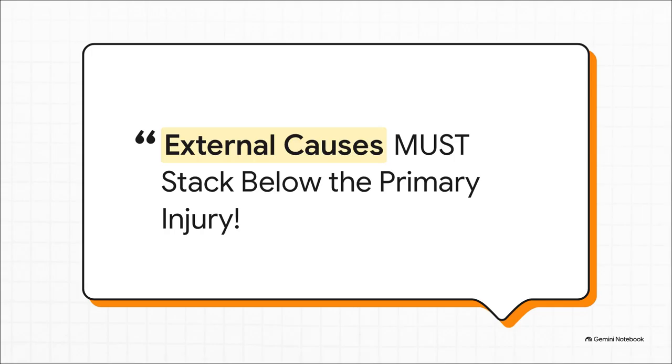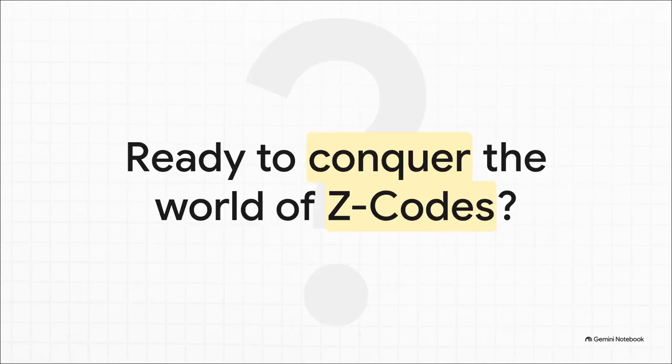If there is one golden rule to walk away with today, it's absolutely this. External causes must stack below the primary injury. Literally never in slot 1, always as supporting evidence. If we follow this rule and align those seventh characters, our claims are going to sail through processing without a single hiccup. And that brings us to the end of Chapter 20. So next time you look at a rejected claim form, just ask yourself, wait, did I try to make an external event the main character of a medical story?